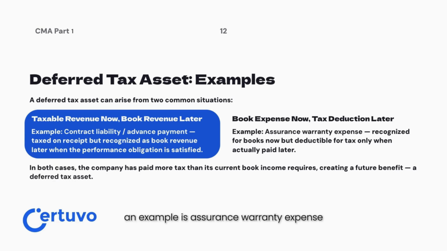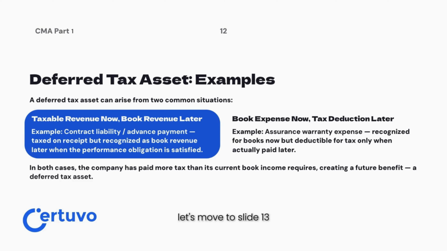An example is assurance warranty expense. The company recognizes the warranty expense for book purposes now, but it may only deduct the amount for tax purposes when it is actually paid later. In both situations, the company pays more tax now than its current book income requires. That creates a future benefit. Therefore, it creates a deferred tax asset.